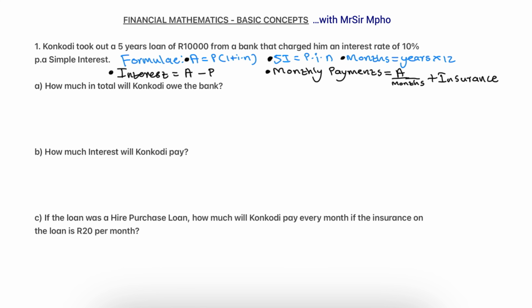If it's in quarters, you divide it by 4. If it's in semesters, you divide it by 2. Basically, what I'm trying to say is your n in your formula is always the number of years, never the number of months or whatsoever, for simple interest. Let's look at the formula that we have on your screen.